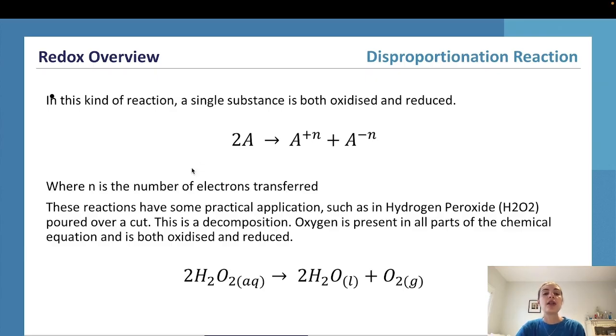And so these reactions have some practical application, such as when you have hydrogen peroxide, which gets poured over a cut for sterilization, and this performs a decomposition reaction. And so we've got oxygen which is present in all parts of the equation, and it's being both oxidized and reduced. This is why you keep hydrogen peroxide in a dark bottle, because otherwise it will just spontaneously decompose in the presence of light.